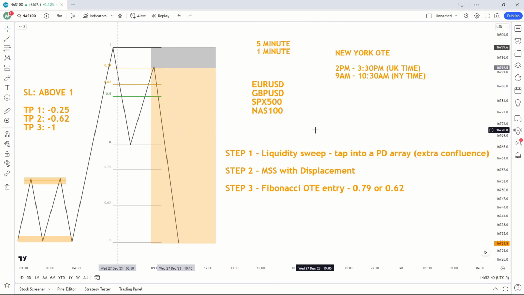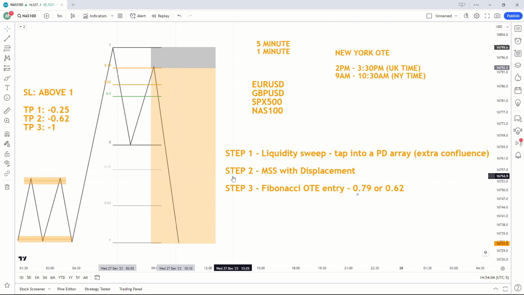Alright guys, I have simplified this strategy down into 3 simple steps. Starting off with step 1, which is on the 5-minute time frame, this is our liquidity sweep. Now, for extra confidence, we can look for a tap into a PD array. Now, what is a PD array? To put it simply and shortly, it could be an order block, a fair value gap, an old high, an old low, anything of the sort, a breaker block, you name it.